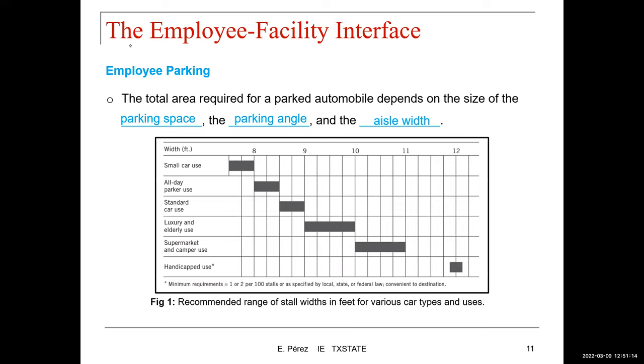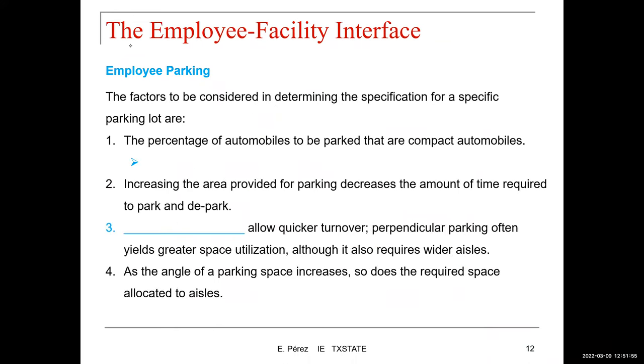So here's some recommended range of stall widths in feet for various car types and uses. So here we have the width. For a small car use, you have between 7 and 8. All day park use between 8 and, I would say, 8.5. And then as you go growing in size, luxury, elderly use, standard car use, the space of the aisle grows. So this is the recommended range of stall width in feet for various cars, types, and uses.